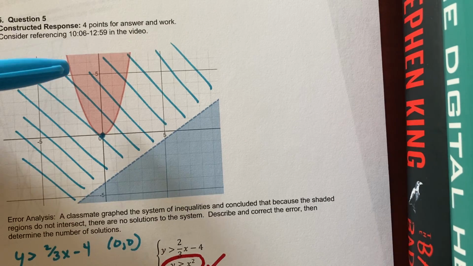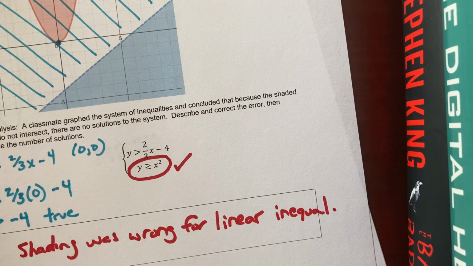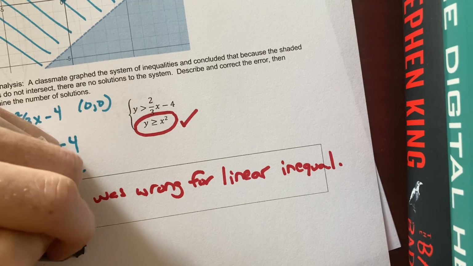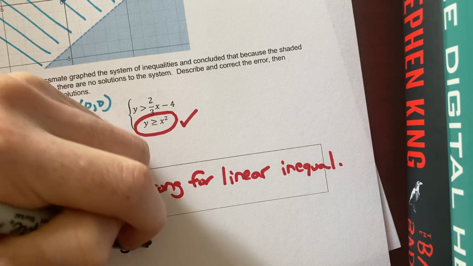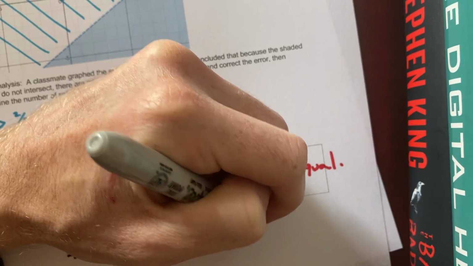This parabola doesn't just magically stop right here. It's going to keep going up forever. Same thing with these blue shadings. So the number of solutions here is going to be an infinite number of solutions.